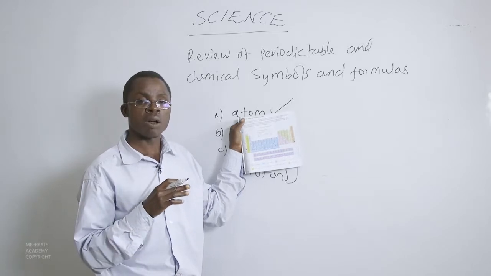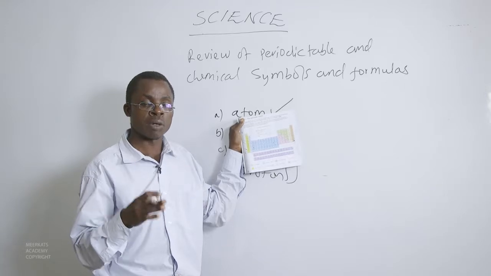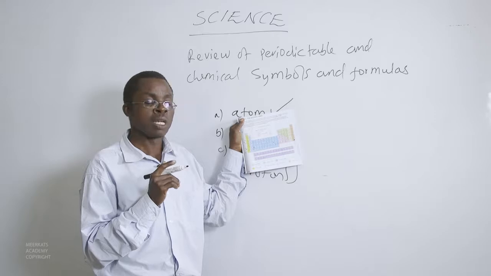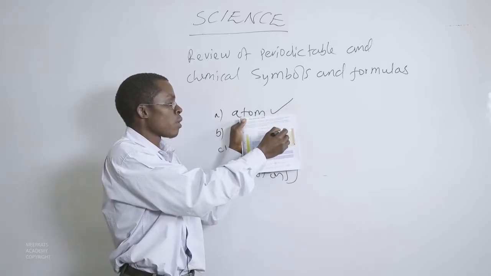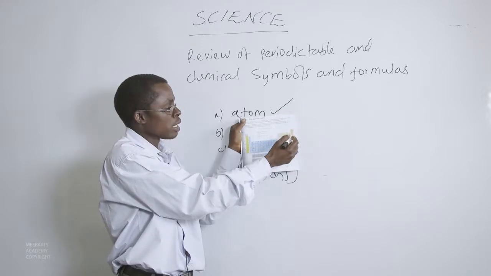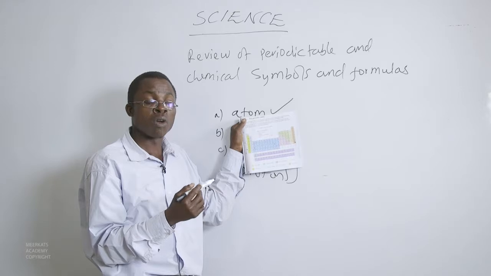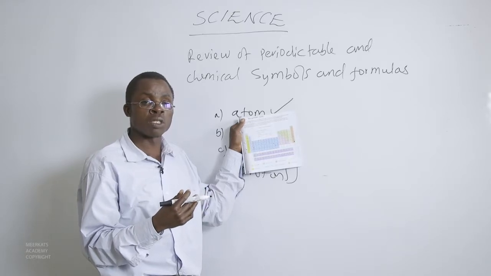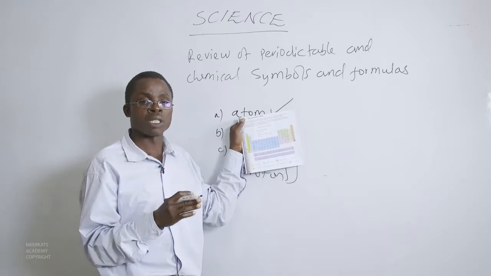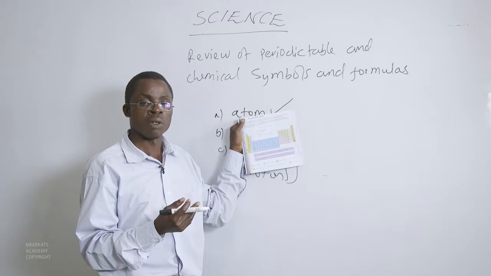Non-metallic elements are always towards the right-hand side of the periodic table. But remember, we have unique non-metals, and that is the ones that are found at the edge, the further end. These are noble gases. They are non-metals because they show characteristics of non-metals, but they are never called non-metals. They are noble gases because of their unique nature of being unreactive.